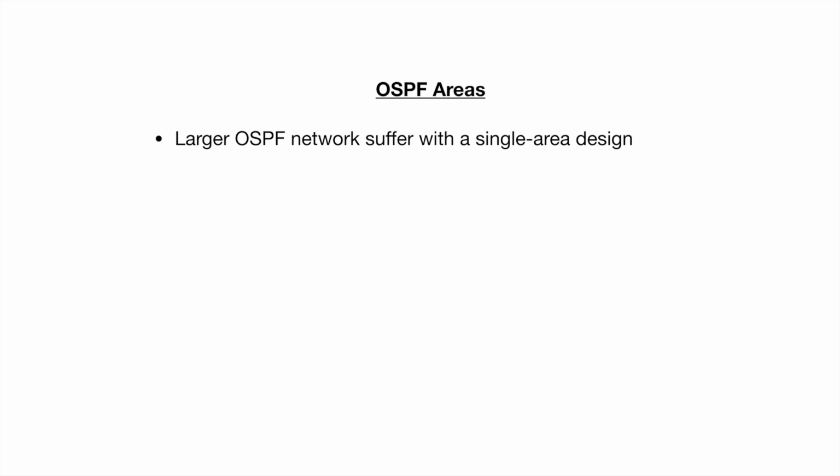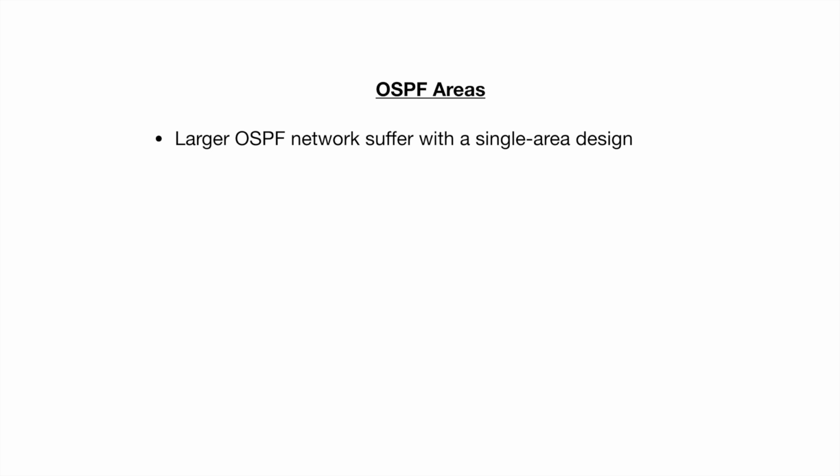Larger OSPF networks suffer with a single area design. What that means is you'll have a larger number of LSDB entries, and when the SPF algorithm we covered in our last video has to run, it will take more time. Thus, the convergence time is going to be longer, and it's going to saturate RAM and everything. Since the SPF has to run against the LSDB, the larger it is, the longer it's going to take. It's as simple as that.